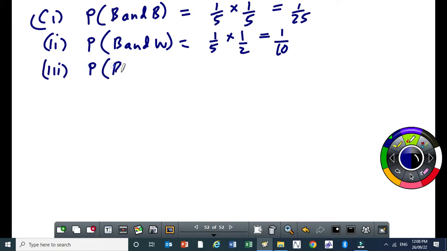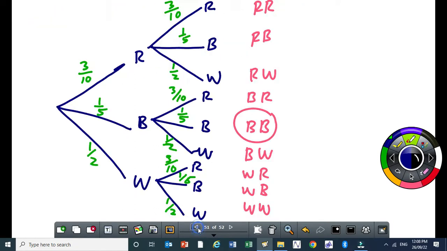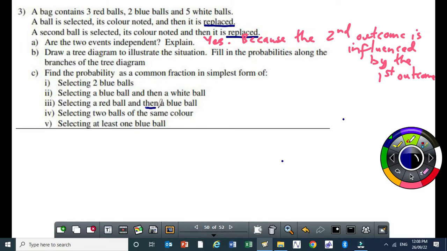Probability of picking a red and then a blue. Now, based on this word "and then", if it was only selecting a red ball and a blue ball, then you need to also consider the case where you pick a blue first and a red one. But here it's a red and then a blue one. Yes, the probability is the same either way. But you see, you have two possibilities now. You can either pick a red and then a blue one, or you would pick a blue and then a red.